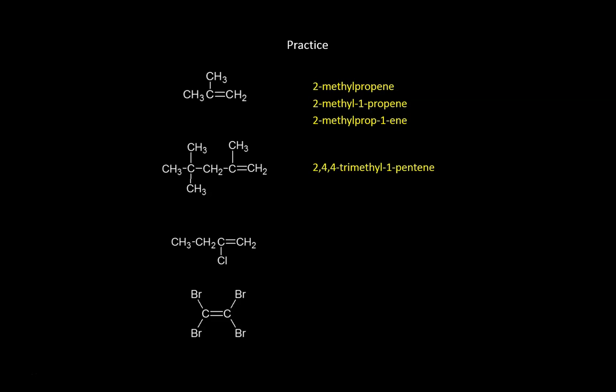This is 2,4,4-trimethyl-1-pentene, and this is 2-chloro-2-butene. This one is tetrasubstituted with 4 bromines. It's very simply called tetrabromoethene. If you like, you could be more specific with 1,1,2,2-tetrabromoethene, although the first name is preferred.